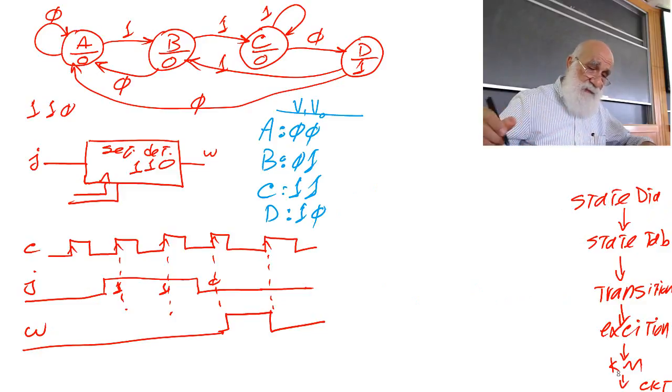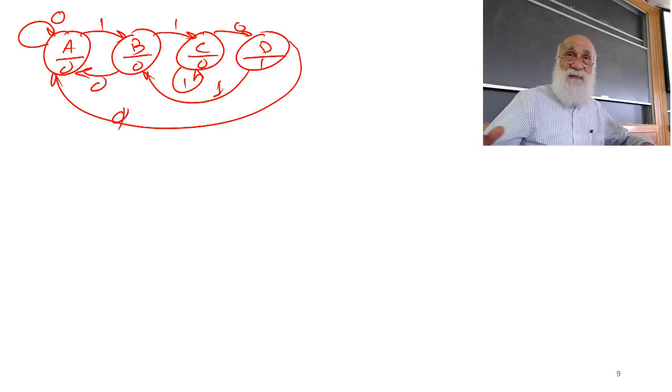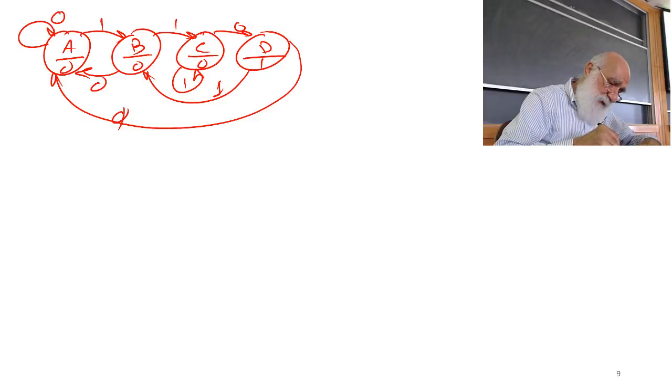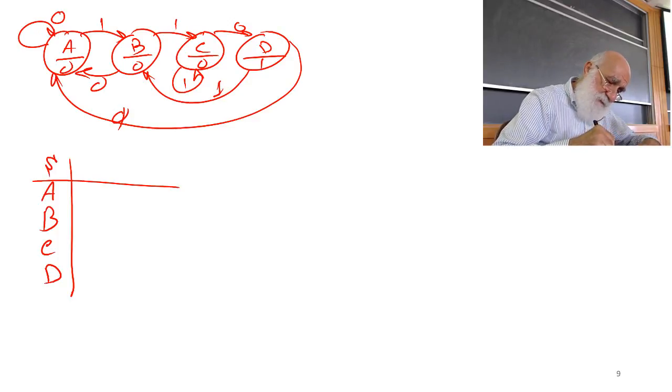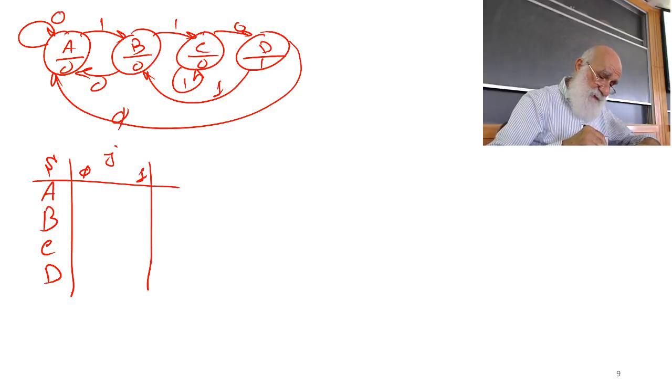I'm going to the next page, and I'm going to do this state diagram again. The first step is to, instead of that diagram, turn it into a tabular form. So I make it A, B, C, D. This is my present state, and then this is my J, which is the input, either 0 or 1. This is state plus, or the next state of my circuit.